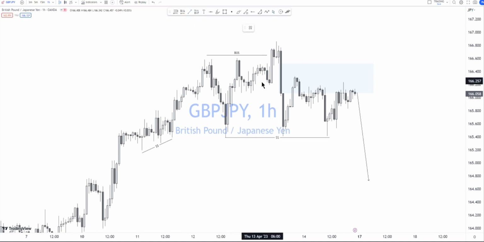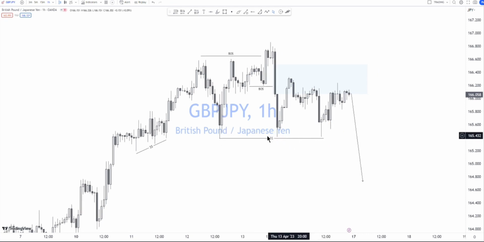Let me just put that. You can see that we did break structure here. We have a sell break of structure here, which is very beautiful. Again, guys, it's still not yet confirmed because we haven't broken below here. But another reason we're looking for selling opportunities at this point in time is that there is liquidity that has been created by price. So we're looking for price to come and take out that liquidity here to the downside.